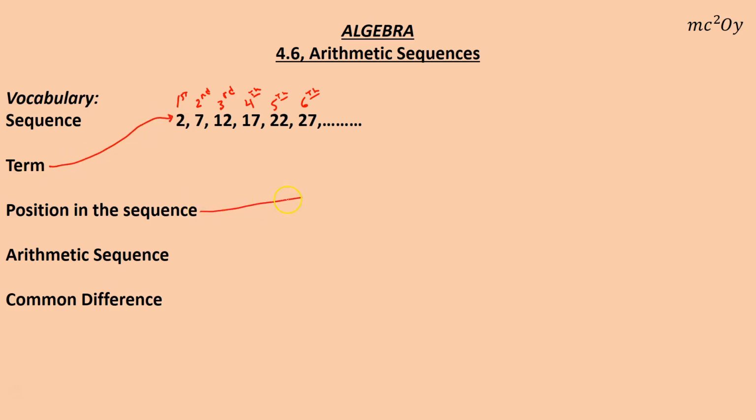The position in the sequence is listed by that order. So the first term is 2. The position, 2 is in the first position. 7 is in the second position. 12 is in the third position. So we have these terms in specific positions. And what you'll see later is that allows us to make a table with this. And in fact, I'll mix that up right now here.